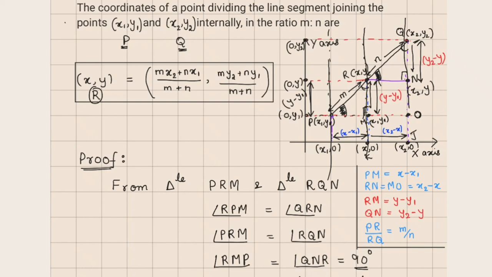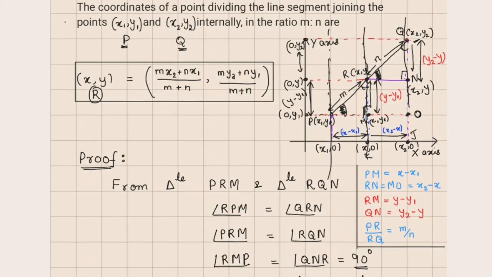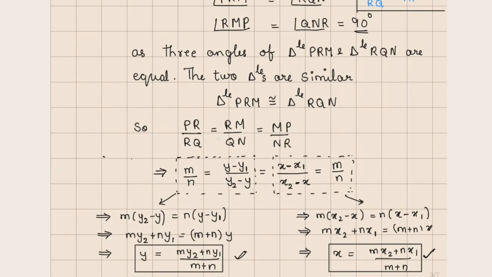Similarly, QN will be y2 minus y. Similarly, PM and RN will be x minus x1, this part, and x2 minus x. So I have it written here. RM by QN is y minus y1 by y2 minus y. Similarly, MP by NR is x minus x1 by x2 minus x, which is equal to m by n.